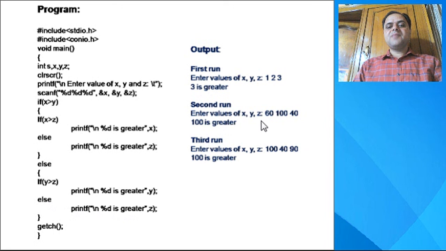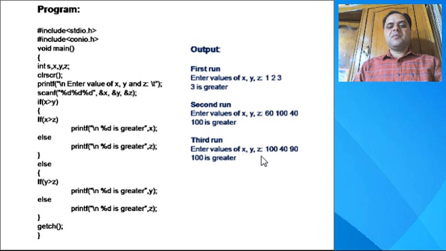In the second run, for example, I have entered x equal to 60, y equal to 100, and z equal to 40. So first I have to compare 60 with 100. This condition is false, control goes to the else part. Now I have to compare 100 with 40. This condition is true. So y is 100, 100 is greater, got printed.